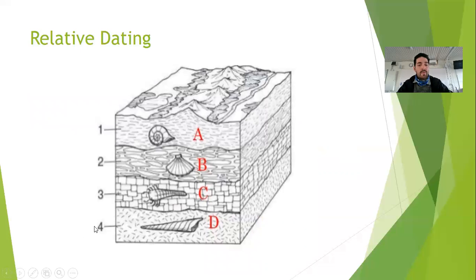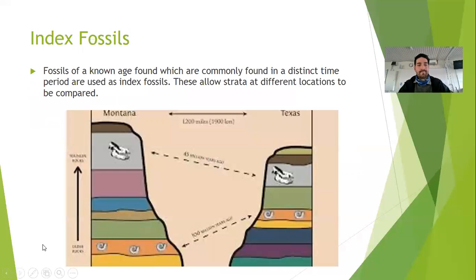So for example, here again, we can see we've got layers A, B, C, and D. Based off the assumption of relative dating, we would say that D is the oldest fossil and A would be the youngest and B and C would be in between those two. Again, it's based off an assumption.